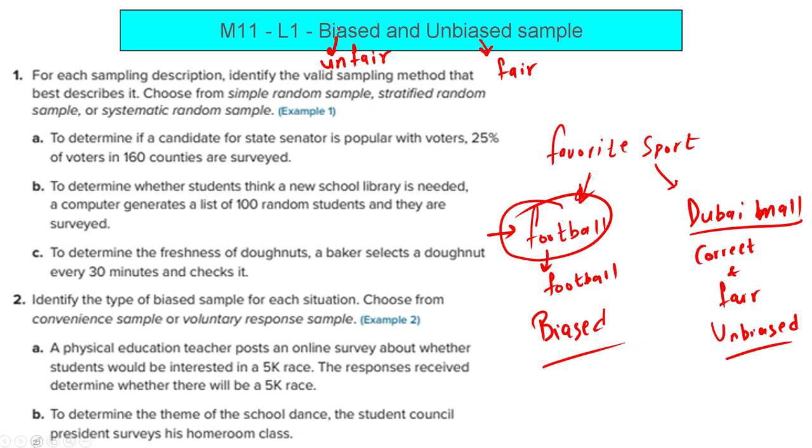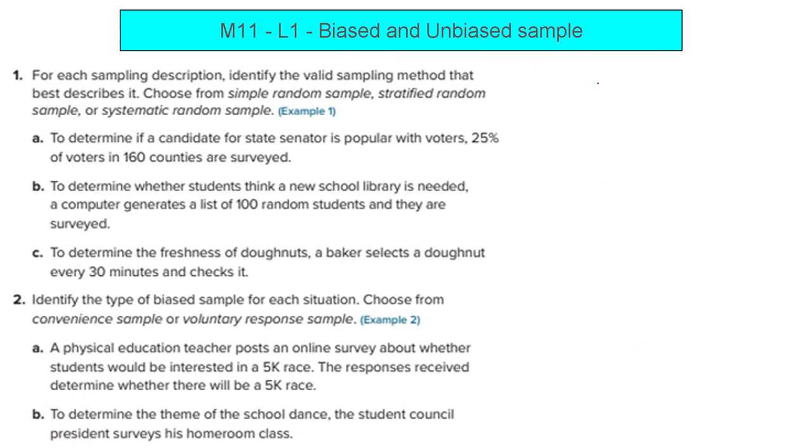Now, the next thing is sample. Let's say I want to do the survey about the favorite sport in UAE. Now, how many people are there in UAE? 10 million. Is it possible for me to ask all the 10 million people? No. Even if I make a team of maybe 100, 200 people, it is not possible because 10 million is a big number. So what do the companies and the people who are doing surveys do?